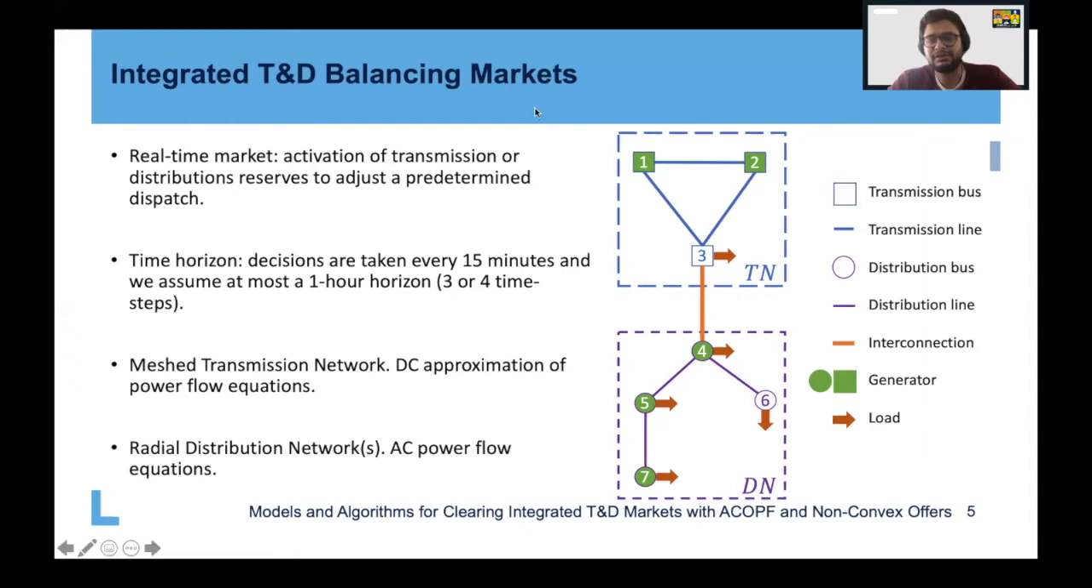The transmission network is supposed to be meshed, and we will be able to use the DC approximation of the power flow equations. This transmission network is linked to a distribution network through a line, and we will consider that the distribution network is radial, so a tree, and we will use the true ACOPF equations.